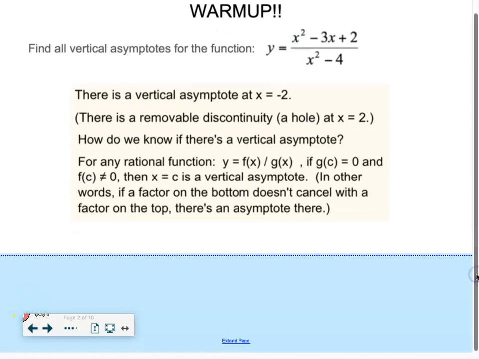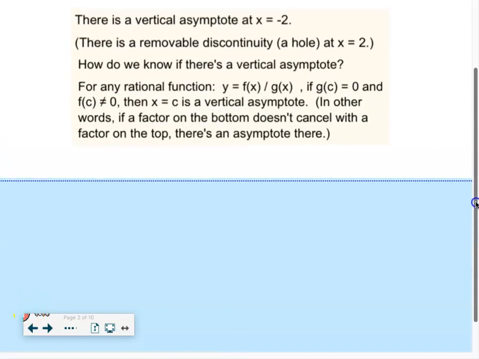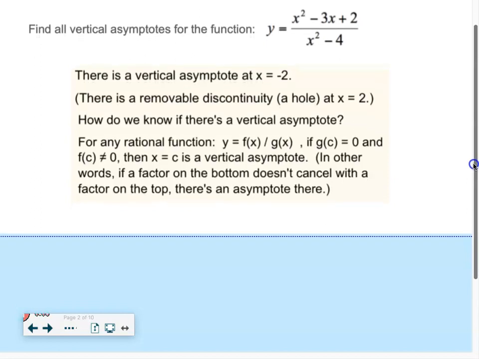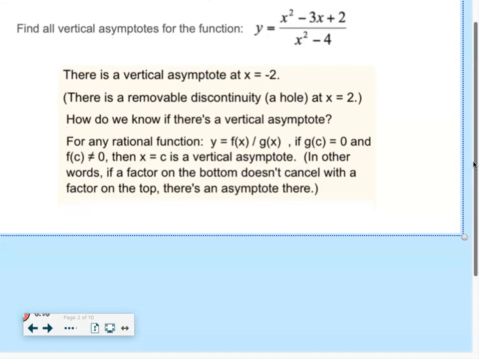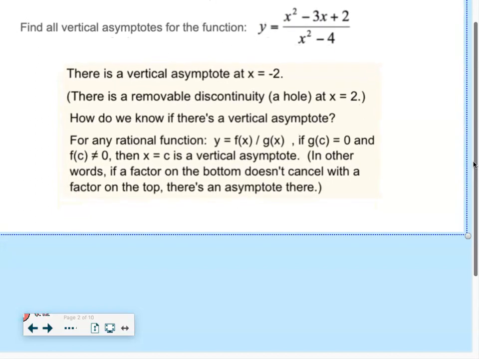All right, let's move this down and extend. All right, so we're working on this lovely warm-up. Find the vertical asymptotes for this. Oh, and I can't move it at all. So I have to keep that up there. So I'm just going to work down here.